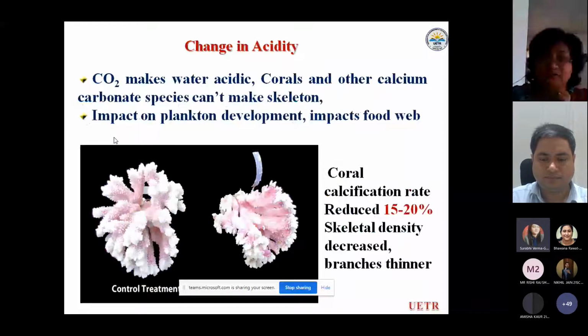That is a picture showing the change in the acidity and the reduction in the calcification rate. At least the coral calcification rate reduces, with 15 to 20% reduction in skeleton density. That is due to the ocean becoming more acidic. Carbon dioxide makes water acidic. Corals and other calcium carbonate species can't make their skeletons. There is an impact on plankton development and on the food web.